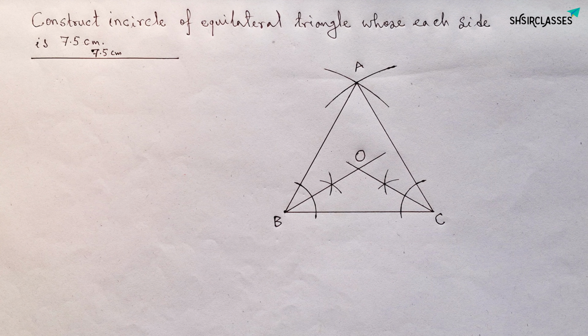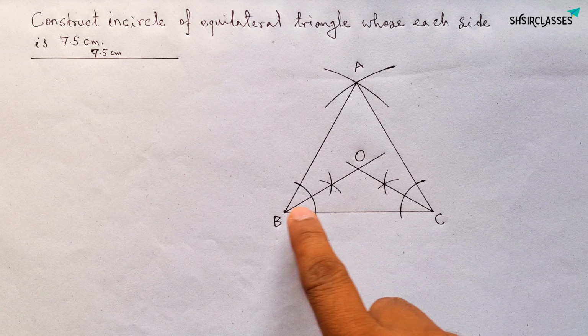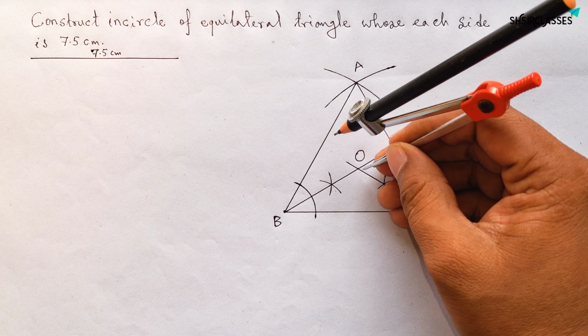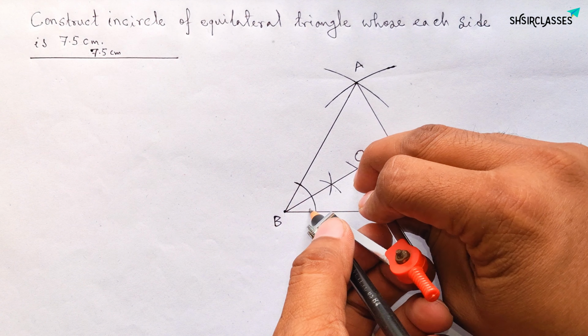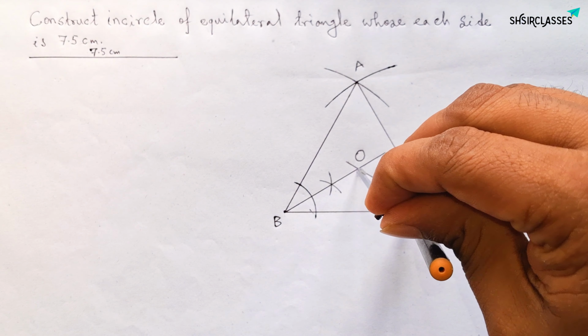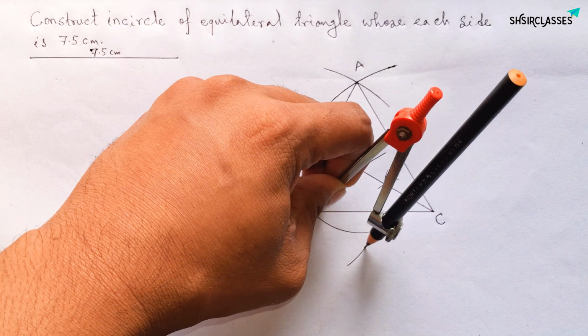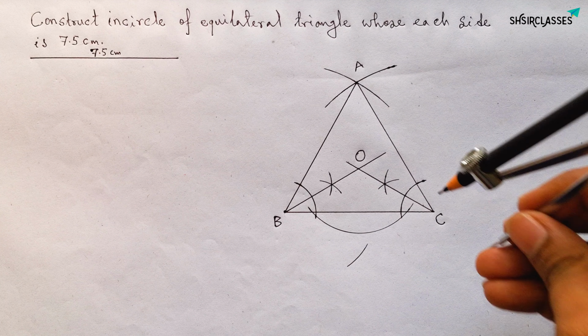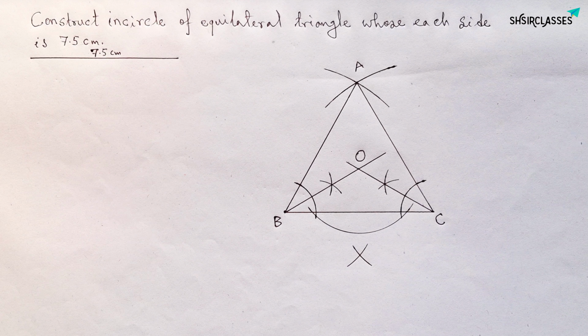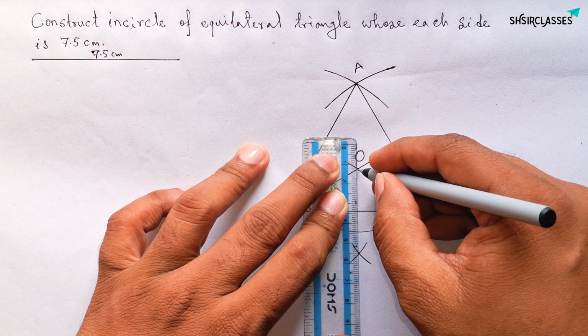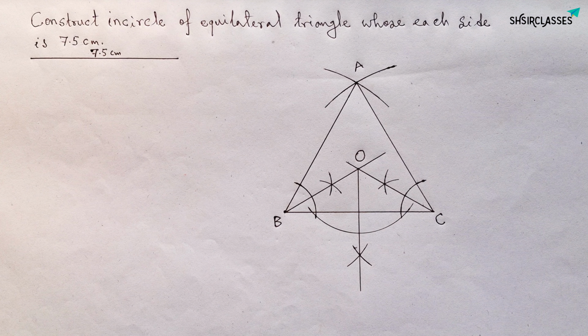Now we have to draw a perpendicular line from the point O to the line BC. Putting the compass on point O and taking any length by this way, draw an arc. With the same length, putting the compass here and draw an arc. Again with the same length, putting the compass here and draw an arc. Okay, now joining this, it meets at a point D.